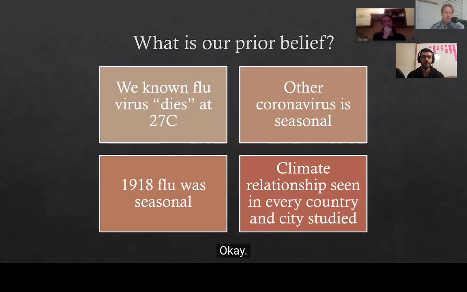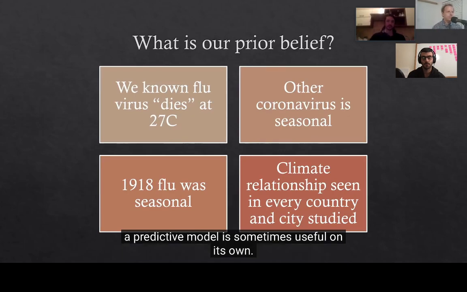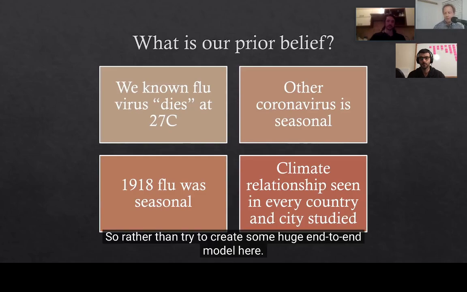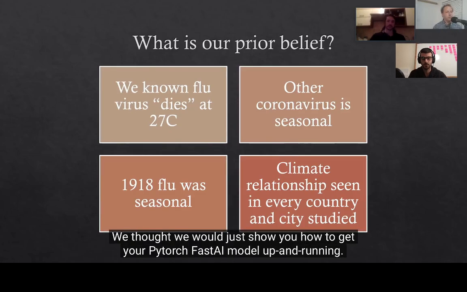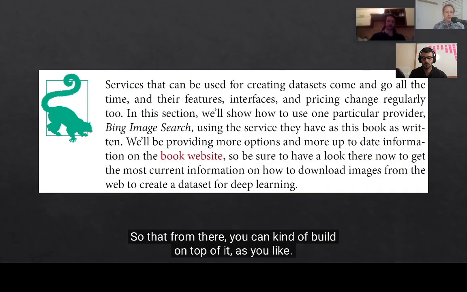Okay, so with all that said, it's still nice to be able to get our models up and running. Even just a predictive model is sometimes useful of its own, sometimes it's useful to prototype something, and sometimes it's going to be part of some bigger picture. So rather than try to create some huge end-to-end model here, we thought we would just show you how to get your PyTorch Fast.ai model up and running in as raw a form as possible, so that from there you can build on top of it as you like.